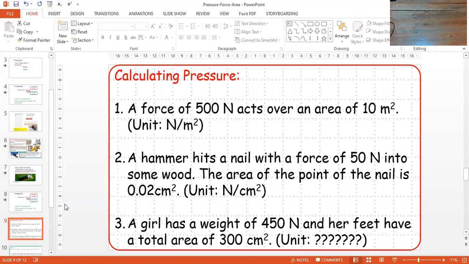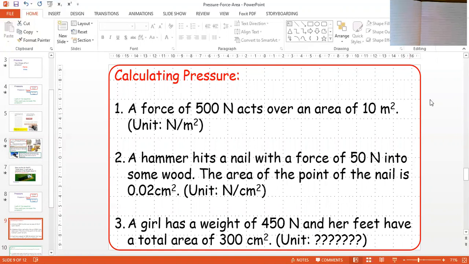So our first equation here is: a force of 500 newtons acts over an area of 10 meters squared. So what we're going to do first is something called BUG FIFA. Get used to it. We teach the GCSE kids this, but if you start in Year 7, you'll nail it by the time you get to Year 10. So what we're going to do is BUG FIFA. Just going to write that down then.